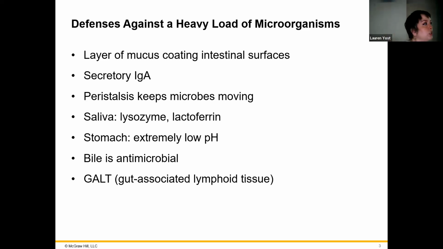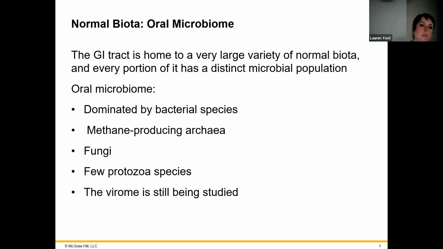And then we have the GALT, which is the gut-associated lymphoid tissue, which is probably one of the most important lymphoid tissues in your entire body for helping your immune system learn what it's supposed to do.